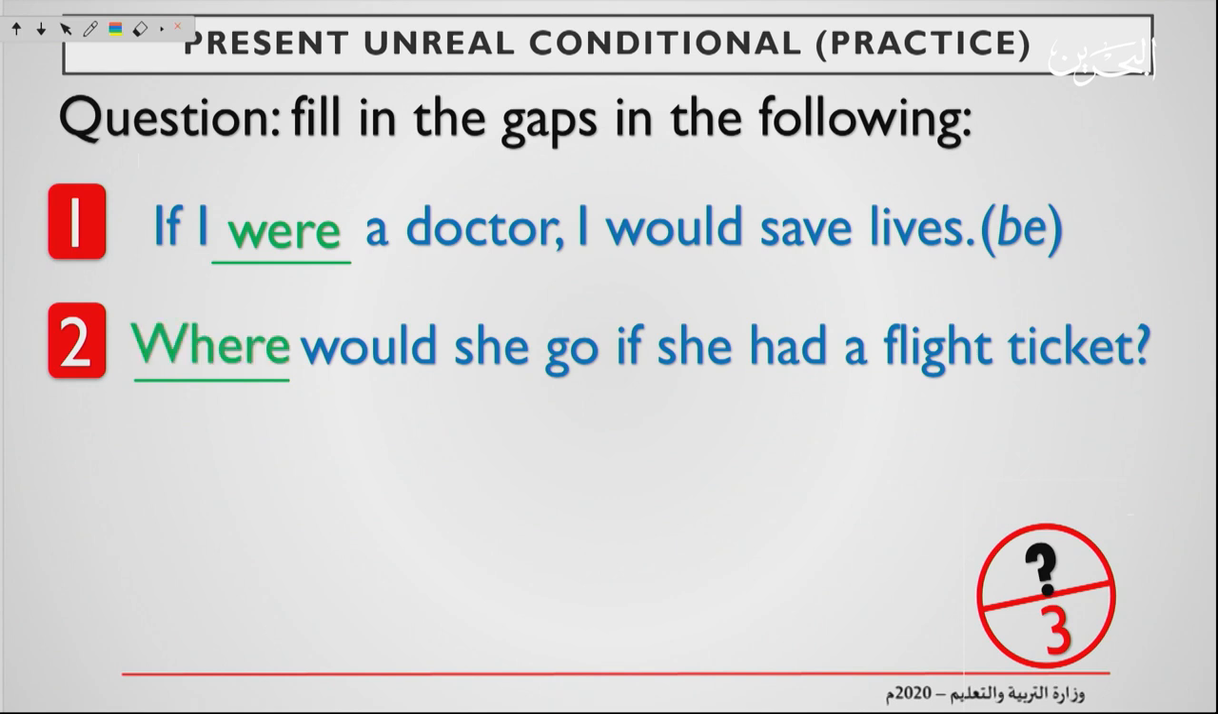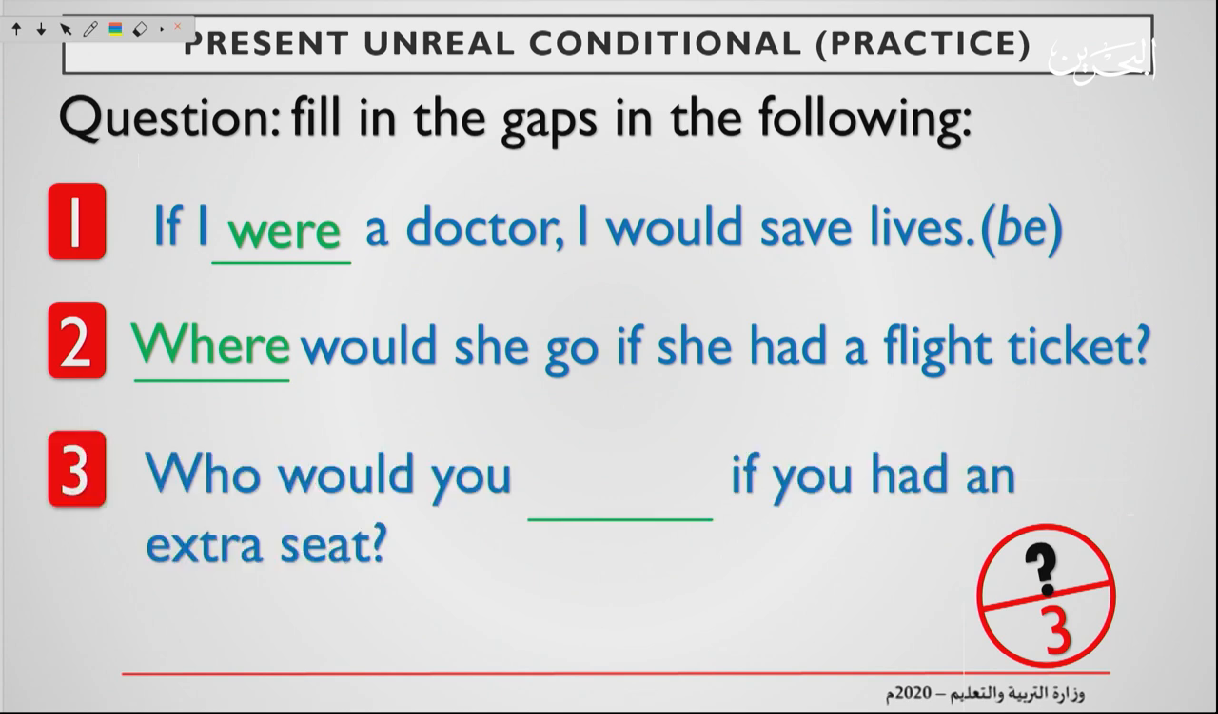All right, let's check. You say, where would she go? Why did I choose where? Because you have go. You cannot choose anything else. Go means a place. Where would she go if she had a flight ticket? Question mark. Let's check the third one.